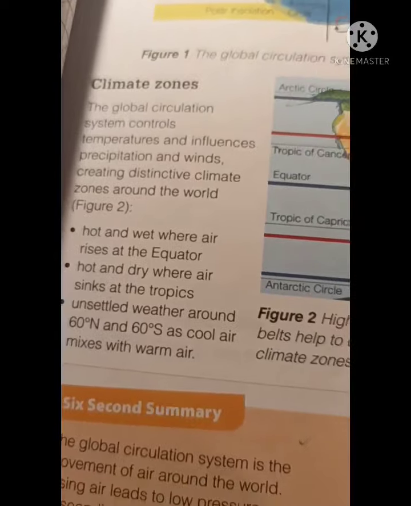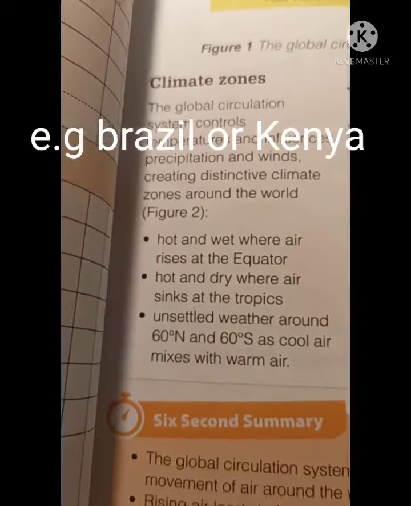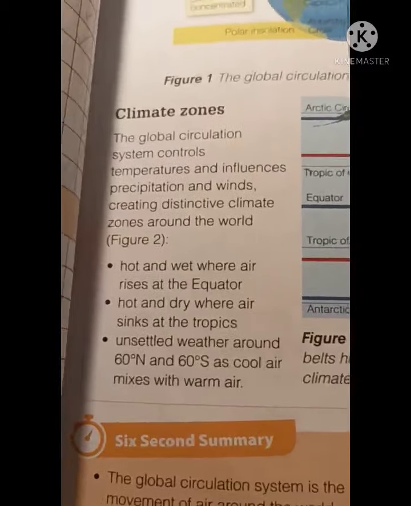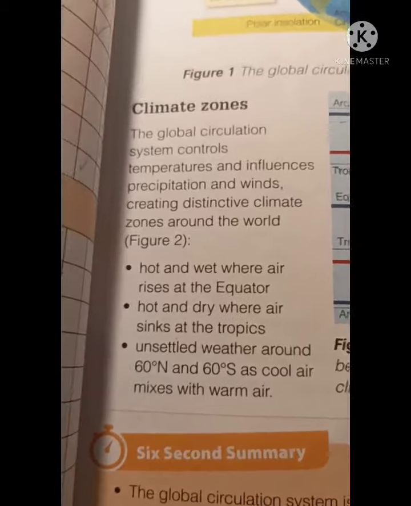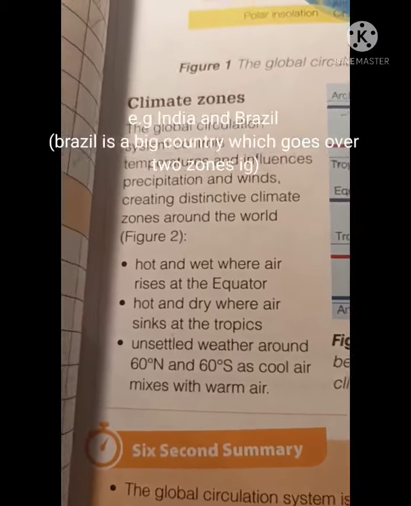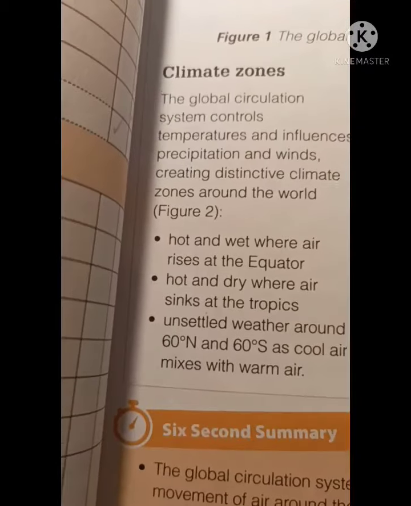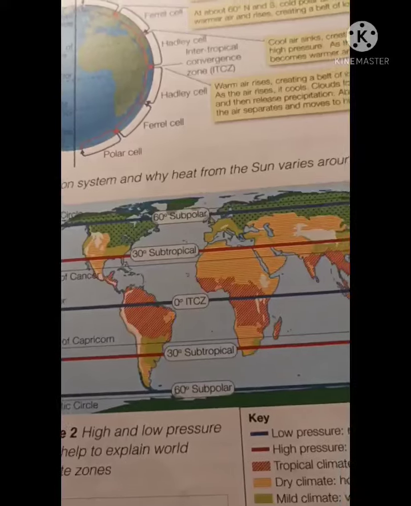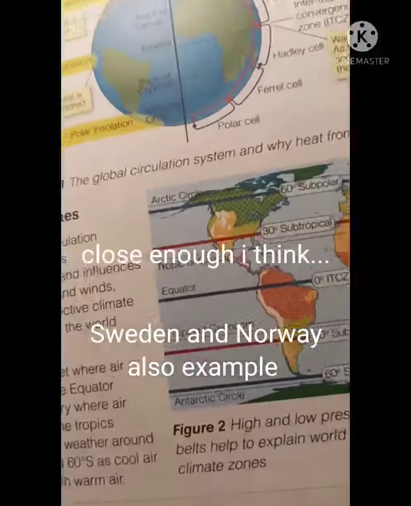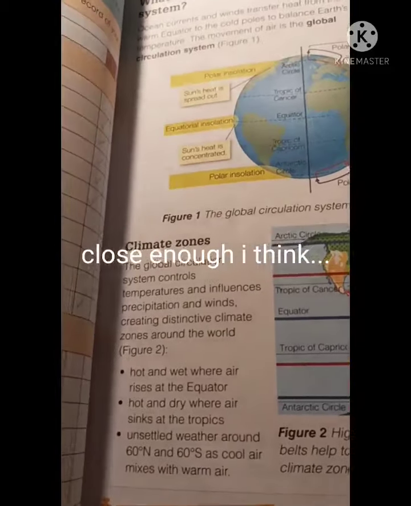So it's hot and wet where air rises at the equator, and the Amazon rainforest is quite hot and wet there, and this is low pressure, mostly found there. It's hot and dry where air sinks at the tropics, low pressure, and there's unsettled weather around 60 degrees north and south as cool air mixes with warm air. I'd say the UK is 53 degrees north from the equator. So yeah, nice piece of information, I guess.